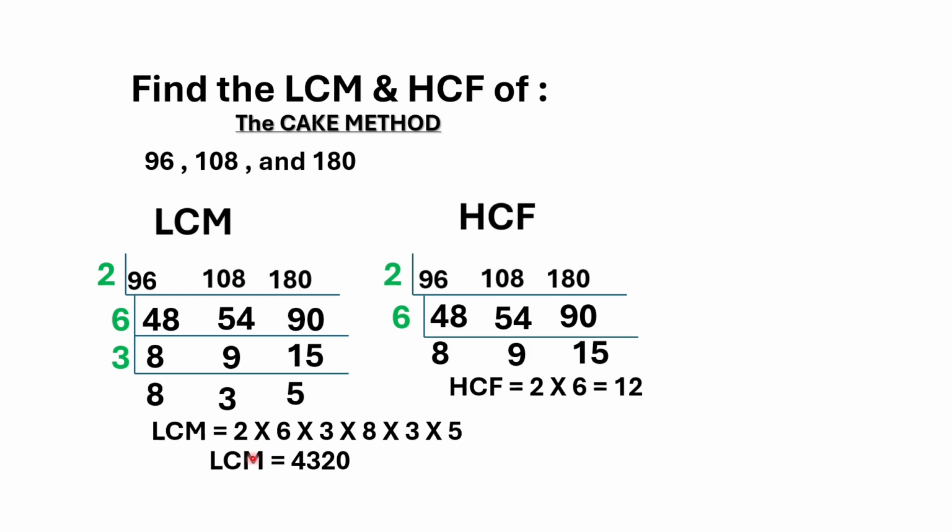Can you find the least common multiple and the highest common factor for 15, 60, and 72? Let me just try to write. 15, 60, this is 60, and 72. Try to do this and comment your answer.